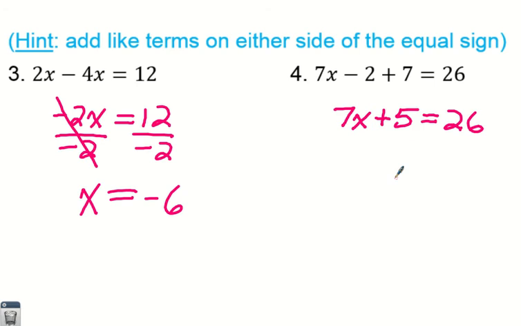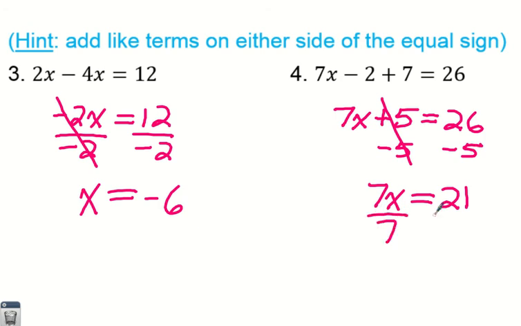Well, just like before, the first thing we would do is undo the adding of 5, the plus 5. So that's going to leave 7x still over there, and then 26 minus 5, the right side becomes 21. And now I would divide both sides by 7 in order to get x all by itself. And the right side would become 21 divided by 7 is 3. And we're done.